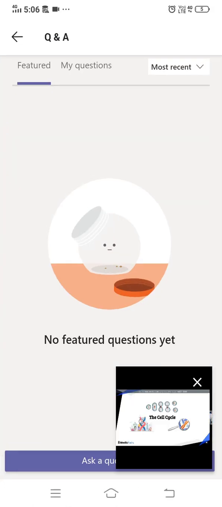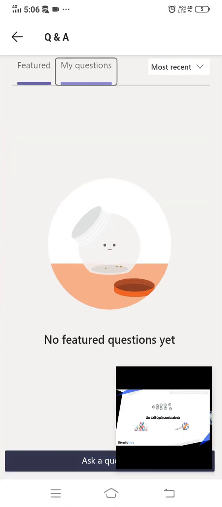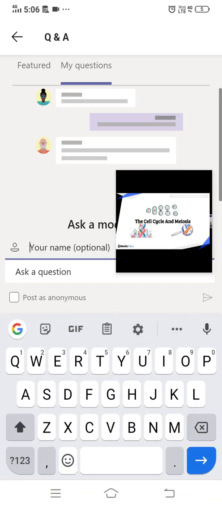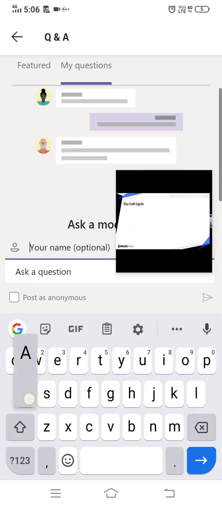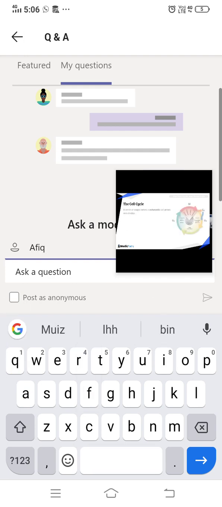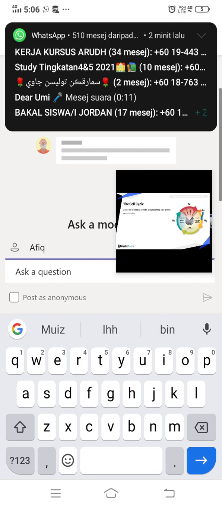Okay? So let's go on to our first topic, the cell cycle and meiosis. So let's first talk about the cell cycle. What is it? It is a series of stages where a eukaryotic cell grows and divides.